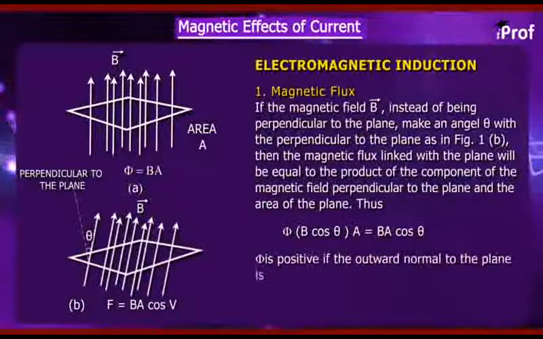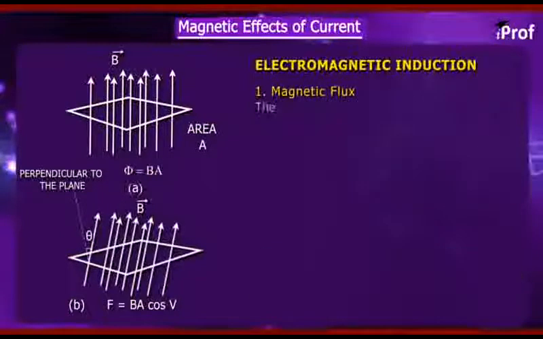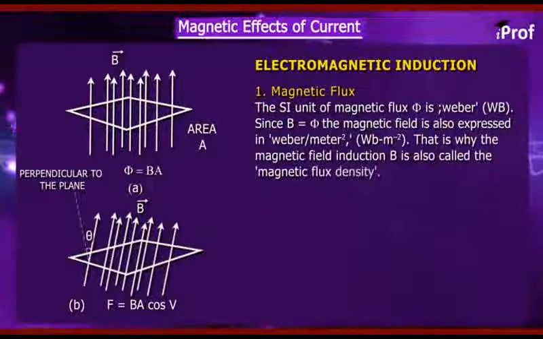Phi is positive if the outward normal to the plane is in the same direction as B. It is negative if the outward normal is opposite to the B vector. The SI unit of magnetic flux phi is Weber, Wb. Since B equal to phi upon A, the magnetic field is also expressed in Weber upon meter square. That's why the magnetic field induction B is also called the magnetic flux density.